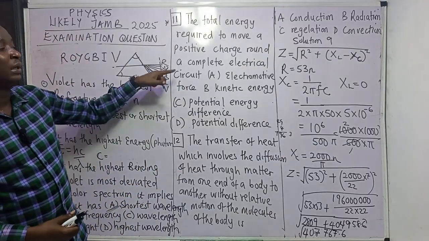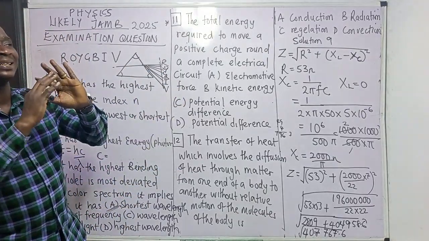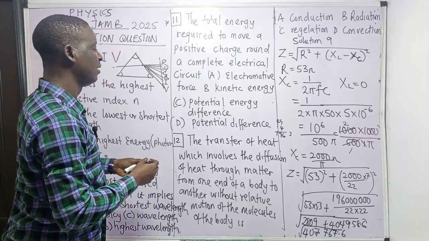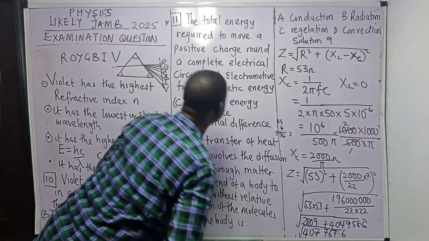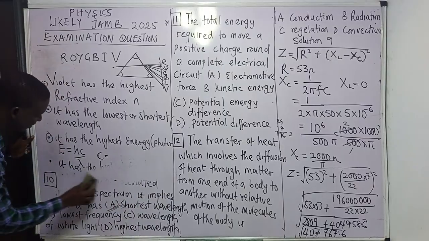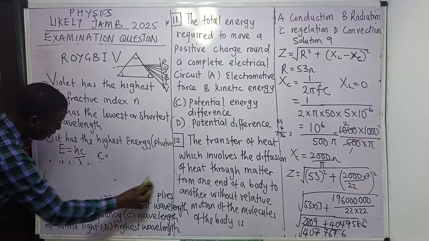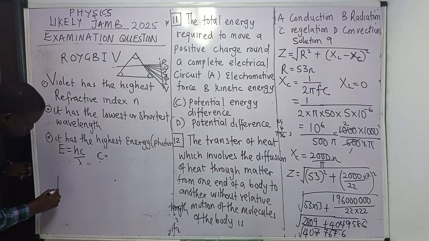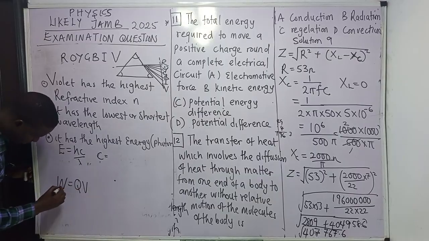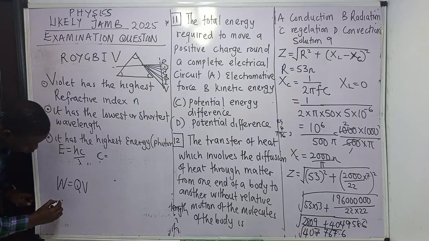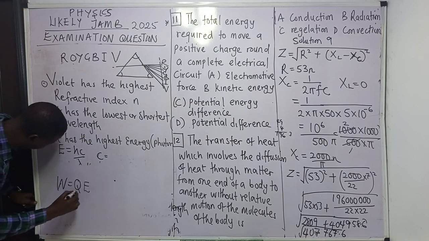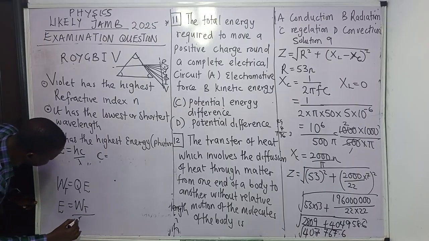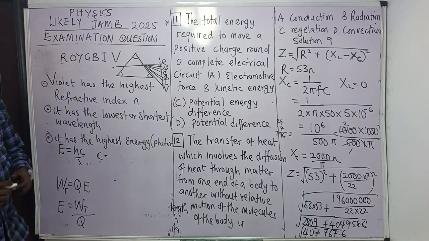So the difference between EMF and potential difference is that EMF is the total work done in moving a charge round an entire circuit, and it is defined like this. Now, if you have work done, don't forget, work done is equal to QV, or QE, because it's total work done. So E is equal to total work done divided by charge. So that is the formula for EMF.